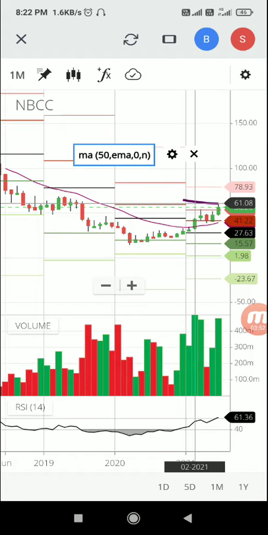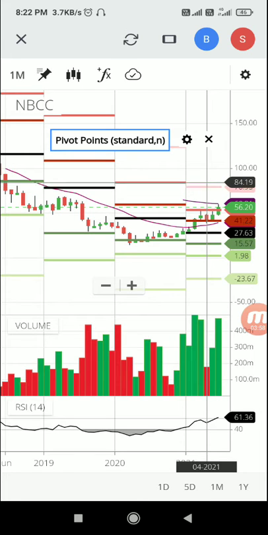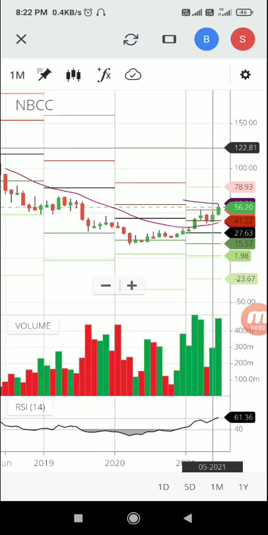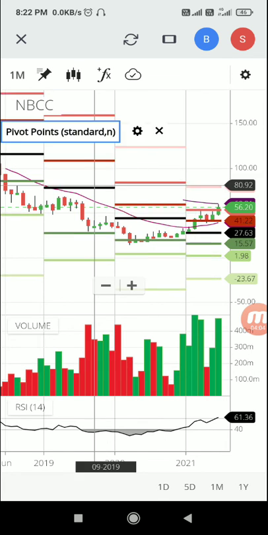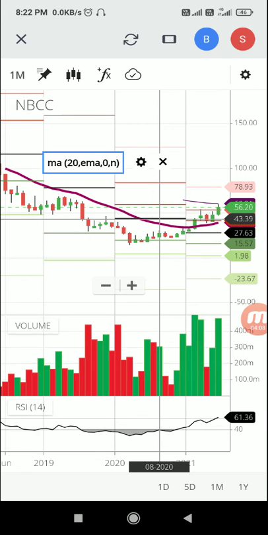That is a strong level, that is the 50-month moving average. If it is going to cross this level, the next level is nearly 80. If it is going to cross the level of 80, the next level is 107, and the next level is 122. So how these pivot points get analyzed, you can let me know in case you are interested to know about that.